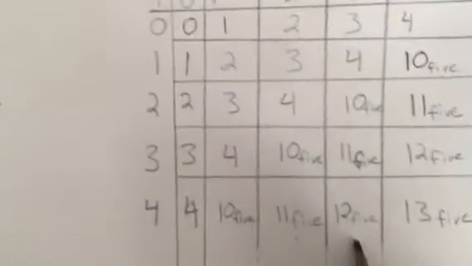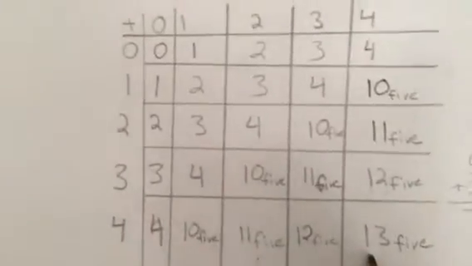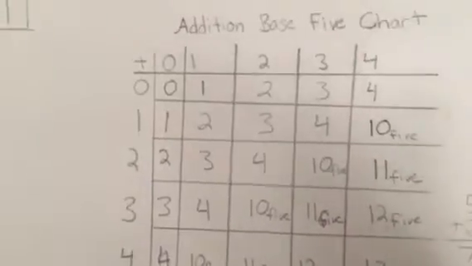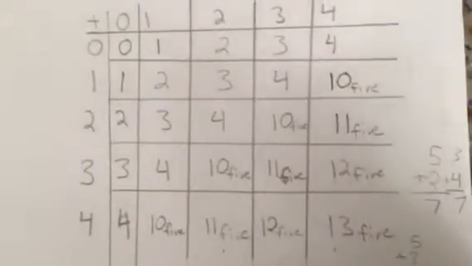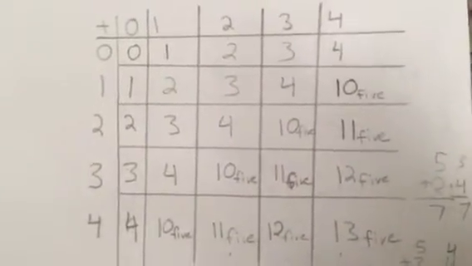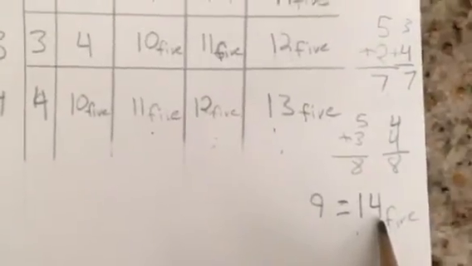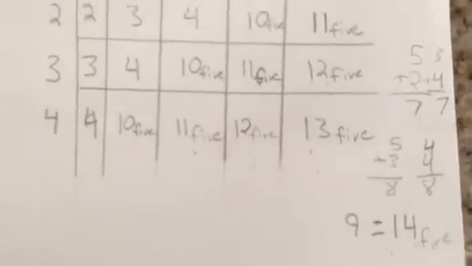4 plus 0, 4 plus 1, 4 plus 2, 4 plus 3, 4 plus 4. 1 5, 3 ones, that's 8, 4 plus 4. Then you would write the number 9 as 1 5, 4 ones, base 5.